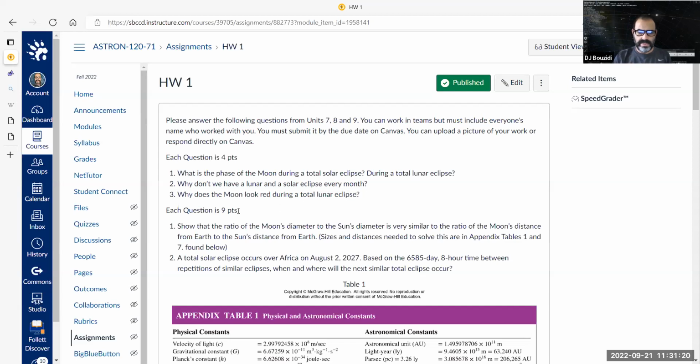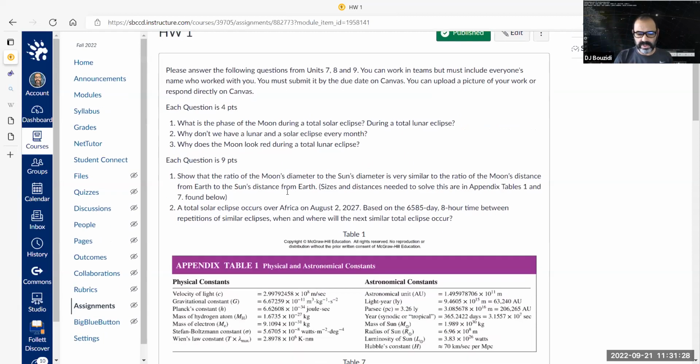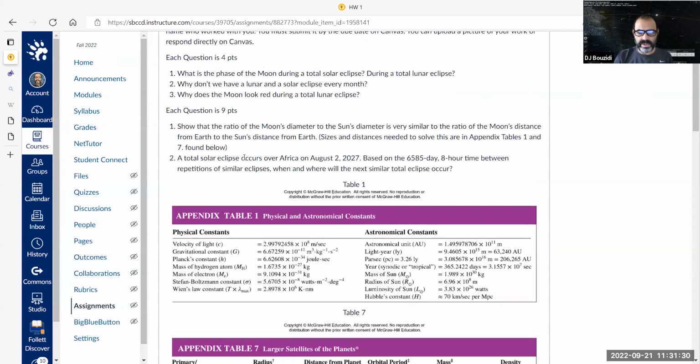Okay. And then why does the moon look red during a total lunar eclipse? So it's not completely covered. So there are the rays of the sun that graze the Earth. So that's basically what's going on. And then you have these two problems. Each and every one of them is worth 10 points.